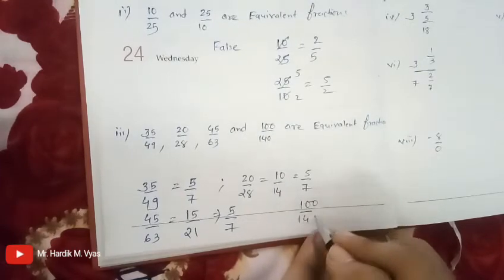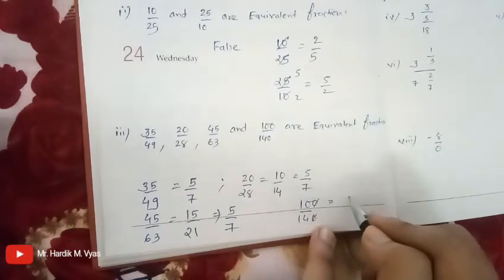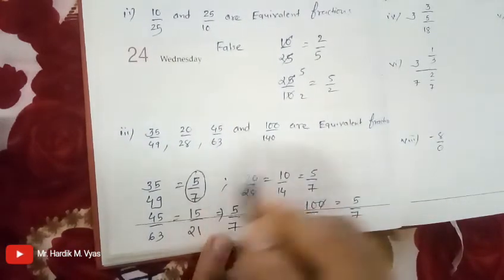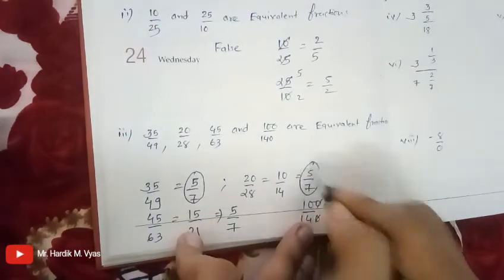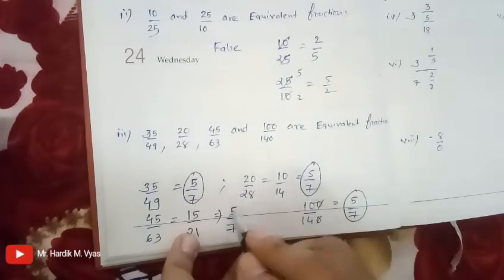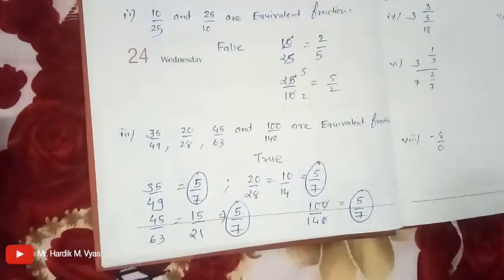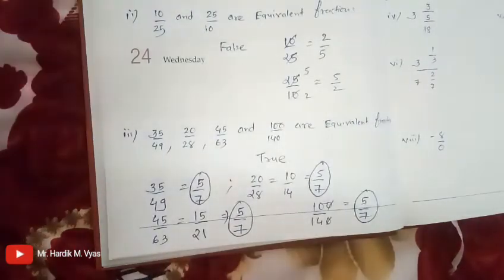100 upon 140. One zero will be cut. So 2 5s are, 2 7s are. So here in each and every case we will get the same fraction, that is 5 by 7. So yes, this is true. This is the equivalent fraction. Done. Okay, got it. So these are the equivalent fractions.